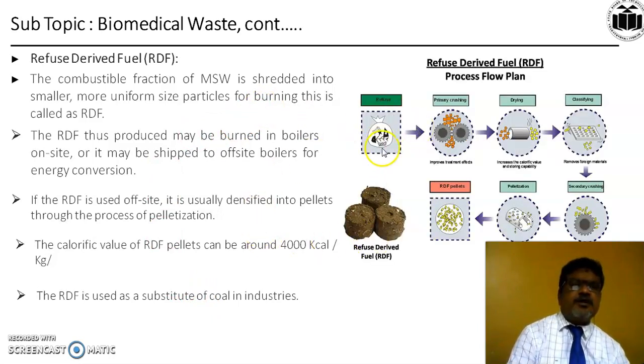So this is the process flow plan of the RDF. So RDF municipal solid waste is there or any type of solid waste is there. The primary crushing of solid waste, then drying, then classifying, segregation, then secondary crushing and then pelletization, and then these RDF pellets are used as a source of energy and used as a substitute of coal. It looks like this.